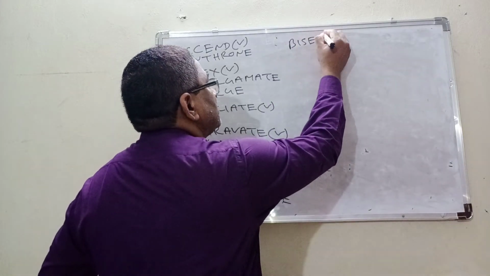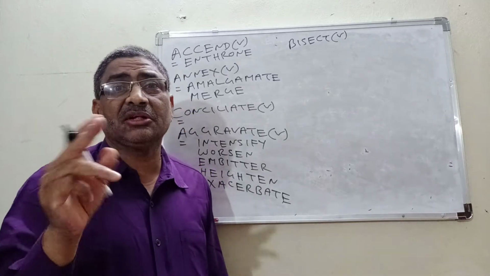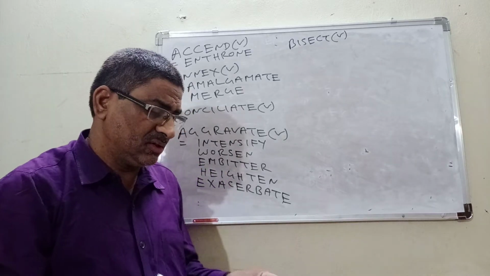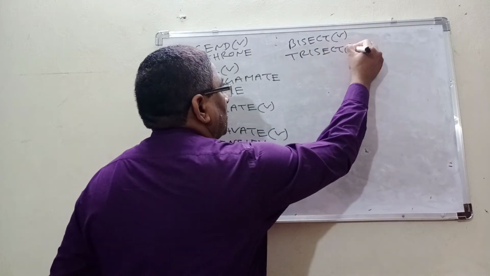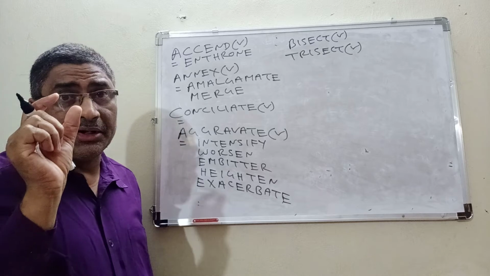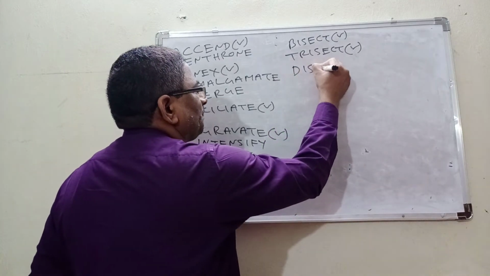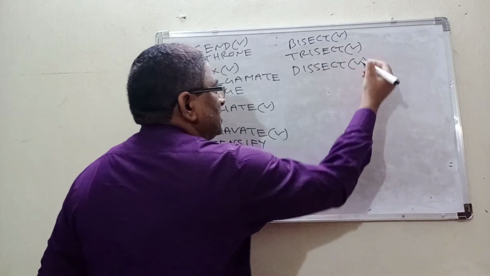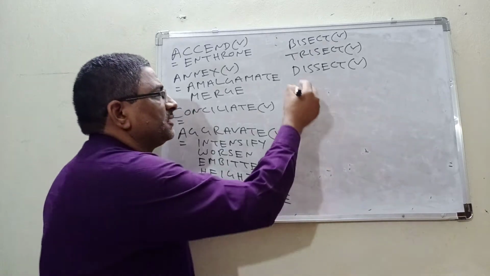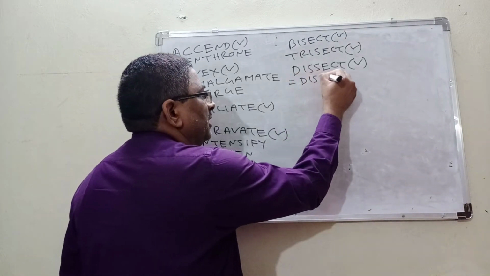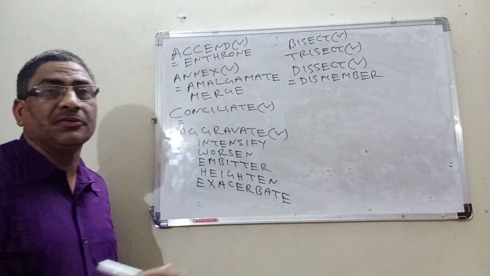Next, a simple word, bisect. Wherever you see the word sect, the sect meaning is to divide. Bisect meaning is to divide into two parts. Trisect, divide into three parts. Dissect. Dissect means to cut into many parts. Dissect has got one synonym called dismember. Dismember, that's the right word.